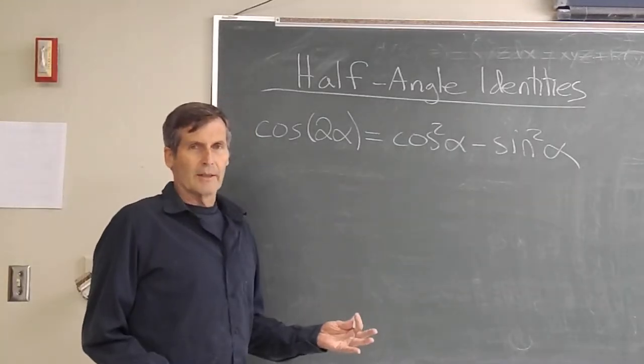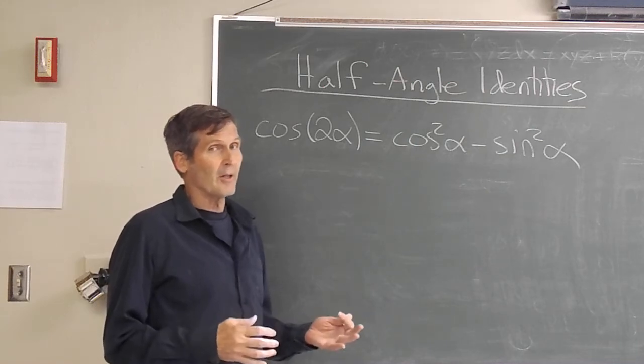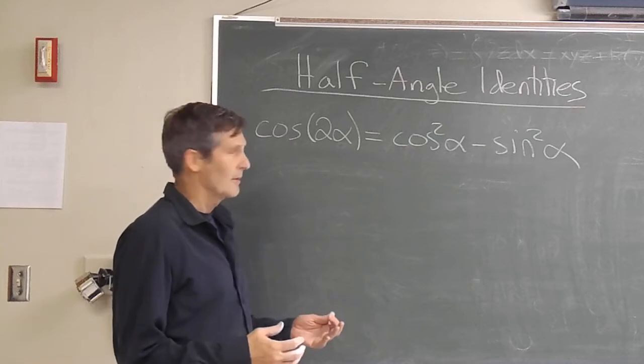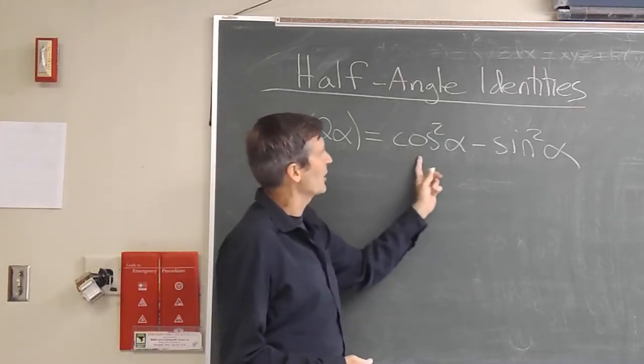Well, we did double angle identities. If you can get an angle involving double angle identities, maybe it follows that you can take half of that and get half angle identities. Does it? Here's a double angle identity. Cosine 2 alpha is cosine squared alpha minus sine squared alpha.